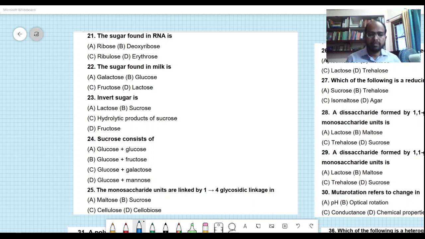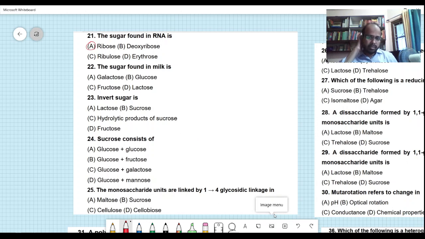Let's go to the next set of questions. There you have question number 21, in which the details about RNA are asked. I think we have already seen this, but that might be DNA. Here, the sugar that is found in RNA is known as ribose sugar. This is the right answer.